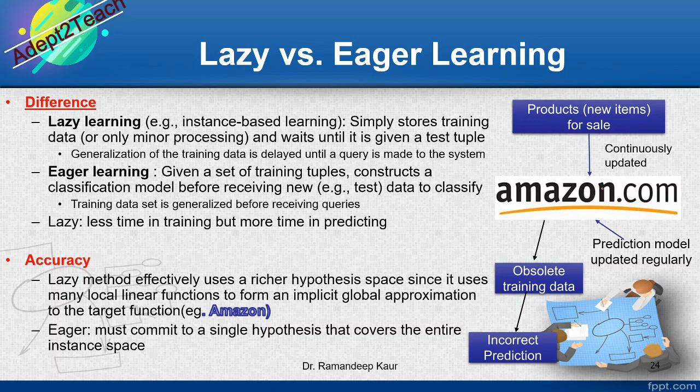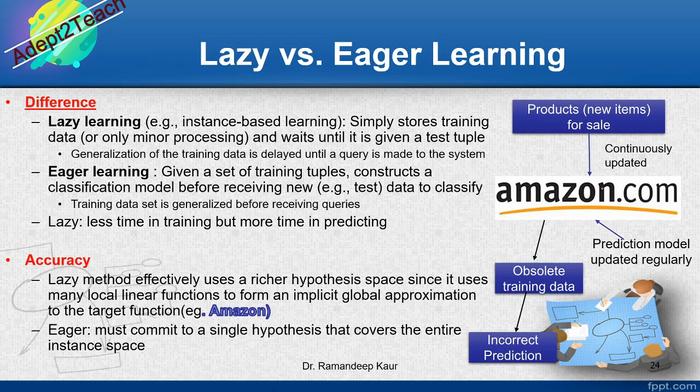Now let's look at the accuracy of both the learning methods. If I talk about the lazy method, it uses a richer hypothesis space because it uses many local linear functions, so it can approximate the target function. For example, let's talk about Amazon.